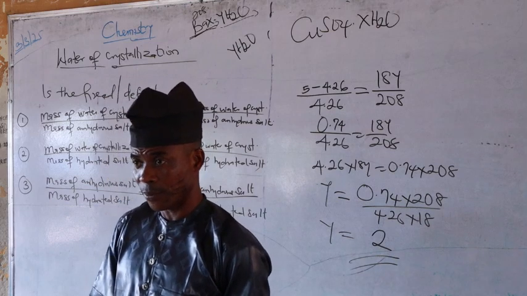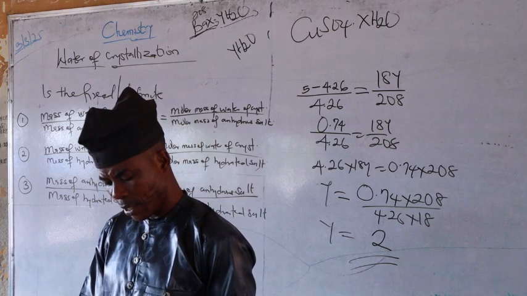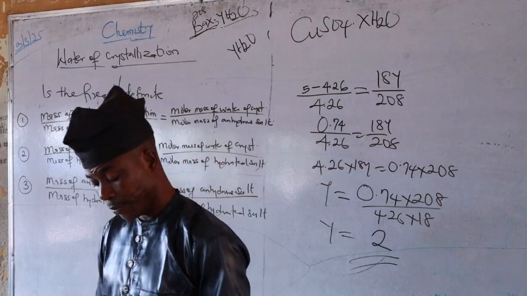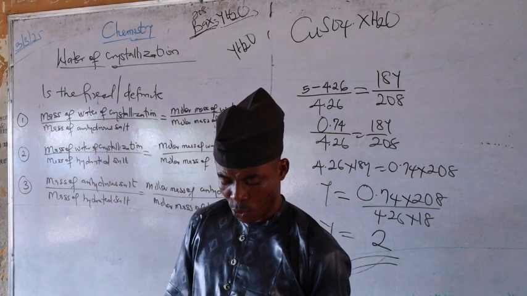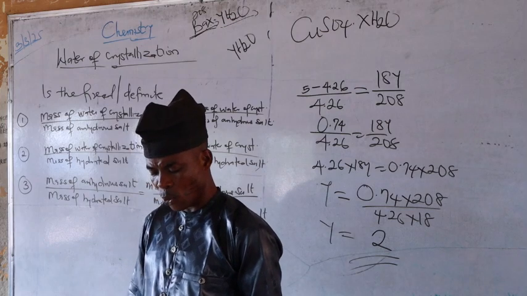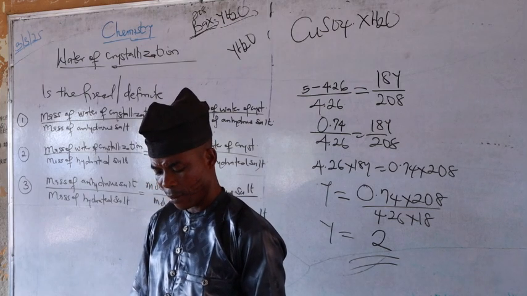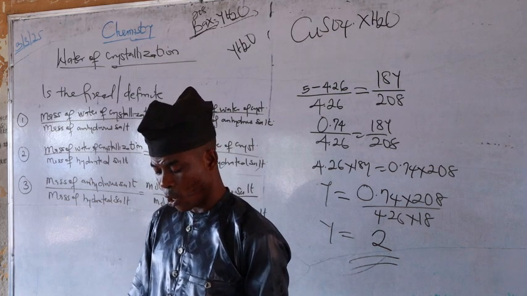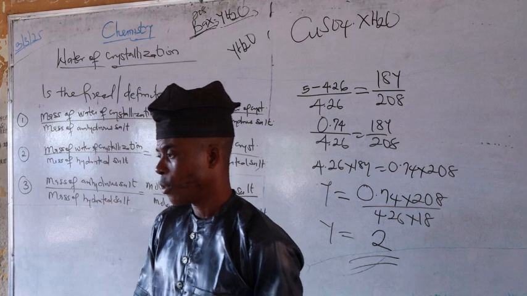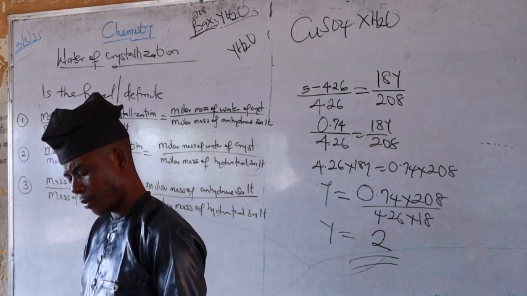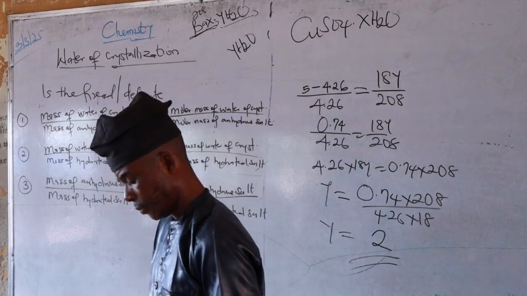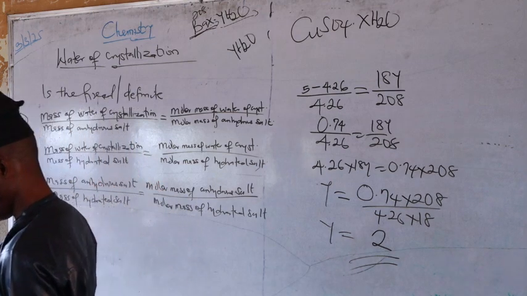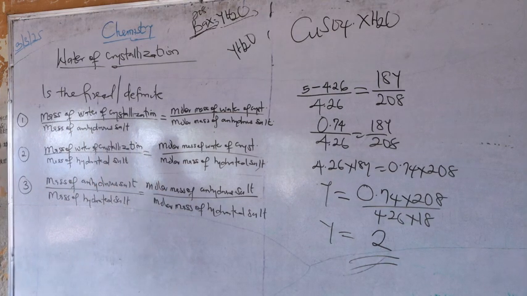I repeat the question. 0.499 grams of CuSO4.XH2O, when heated to a constant mass, left a residue of 0.346 grams. What is the value of X in the hydrated salt? Write in brackets, Cu is equal to 63.5.